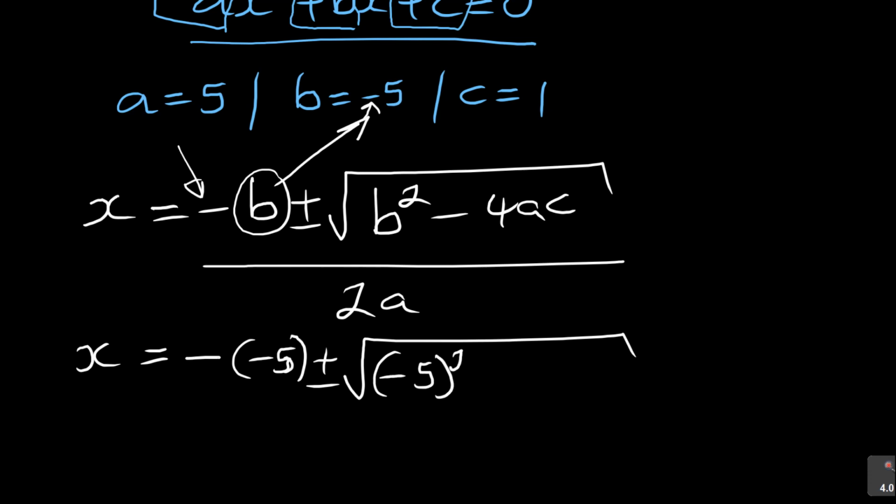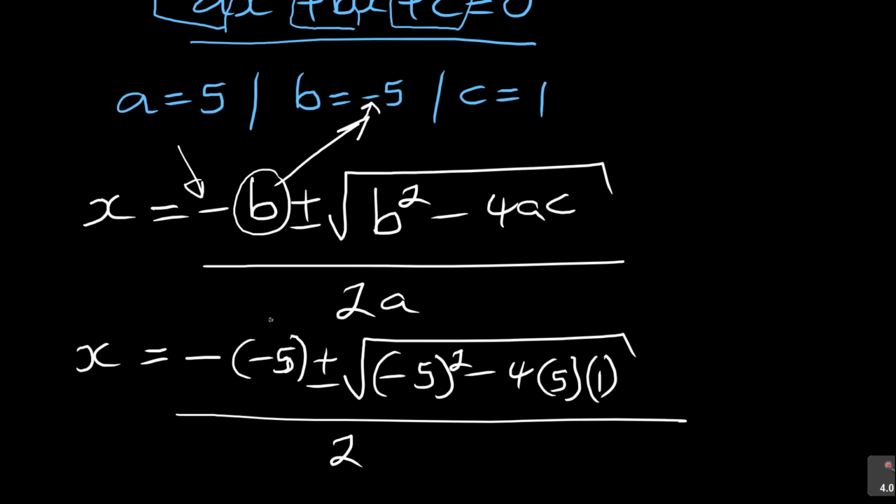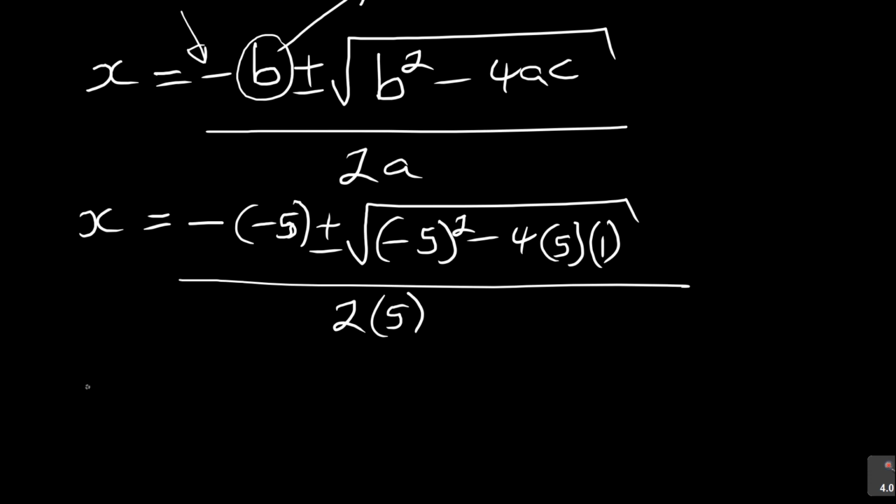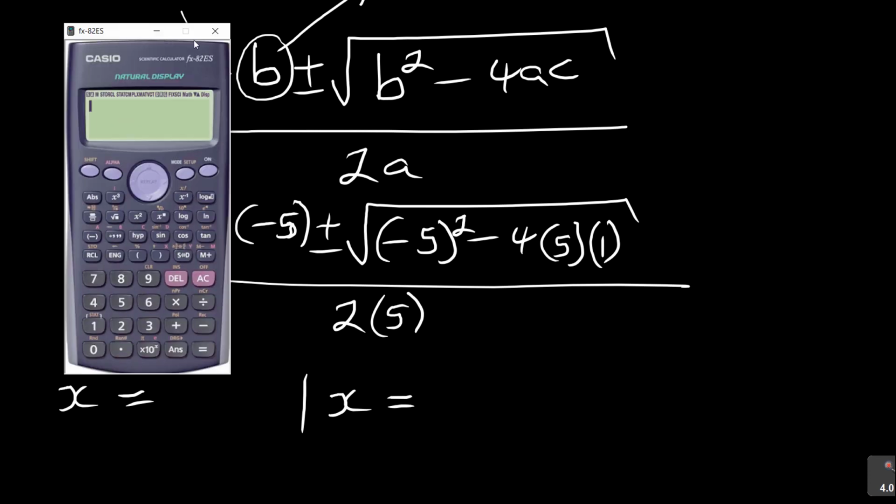Minus 5 squared minus 4. a is what? a is 5. And c is 1, all over 2. a is 5. Always see the brackets. You see the brackets that I'm having there. So x is equal to, it will give us 2 answers, or x is equal to. So that is a very important part.